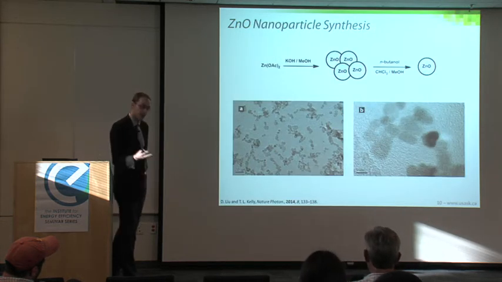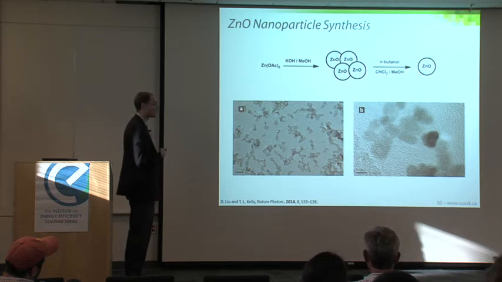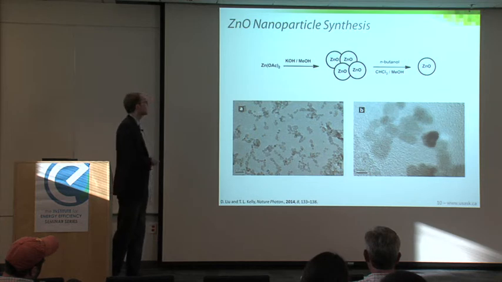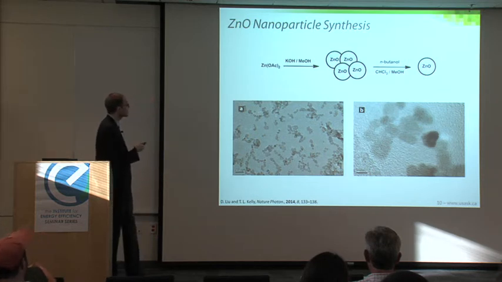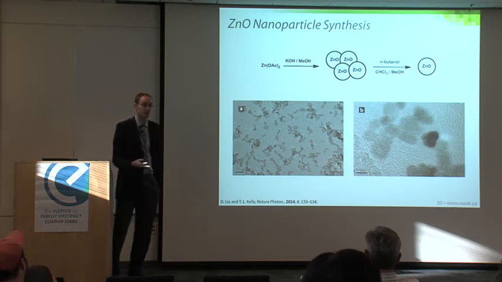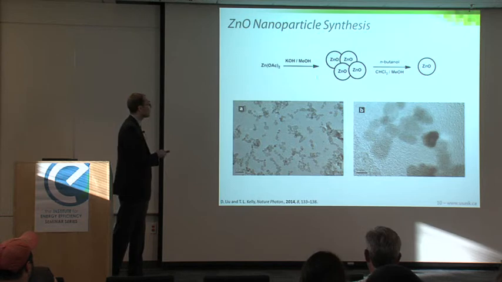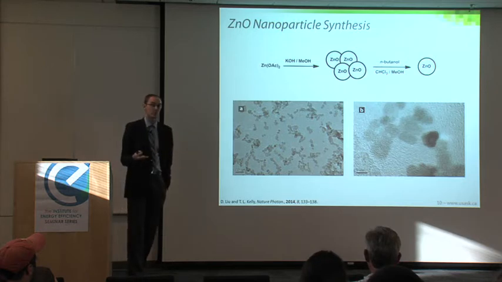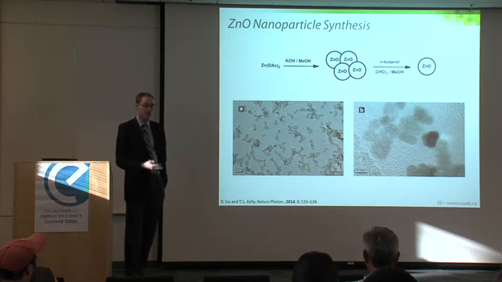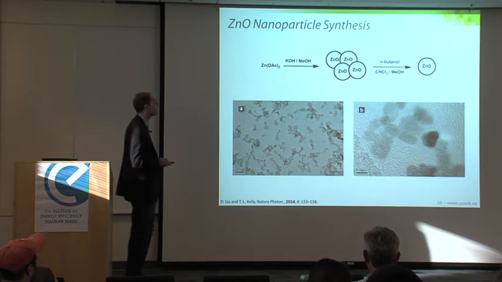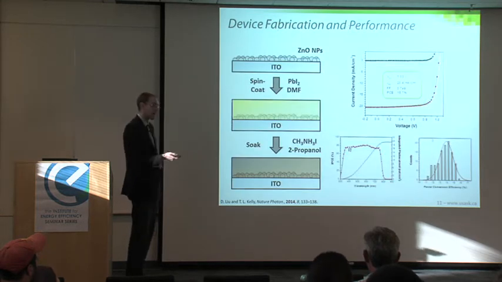And so that's what we set out to do. I always tell my organic colleagues that this is my total synthesis of a natural product. The synthesis of these zinc oxide nanoparticles is really very straightforward. All you do is take zinc acetate, throw in potassium hydroxide and methanol, forms the zinc oxide, and if you solubilize that appropriately, you have something that you can now spin coat from solution. So you form a nice compact electron transport layer. So that's exactly what we did.